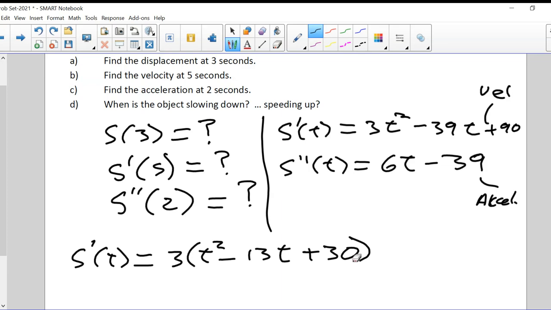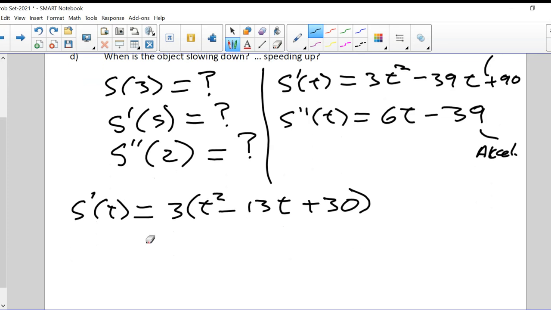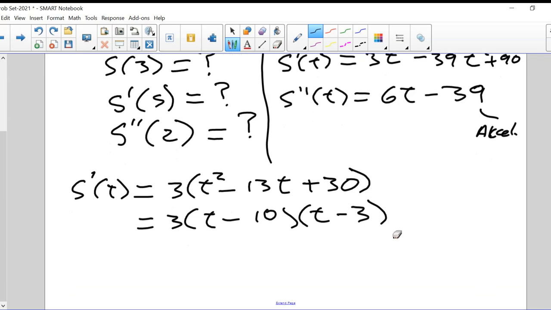Yeah, okay. So this factors into t minus 6 and t. No, that's not right. Hold on, let me just think. 10 and 3, sorry. 10 and 3. Minus 10 and t minus 3. I think I got it right that time. Yeah, okay, good. Okay, and then I can draw this.